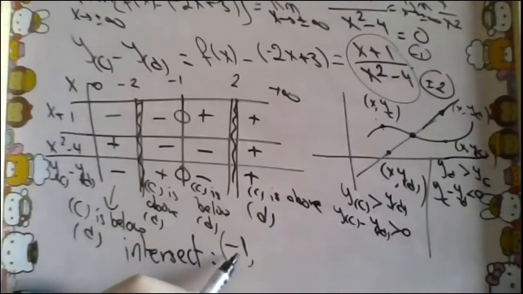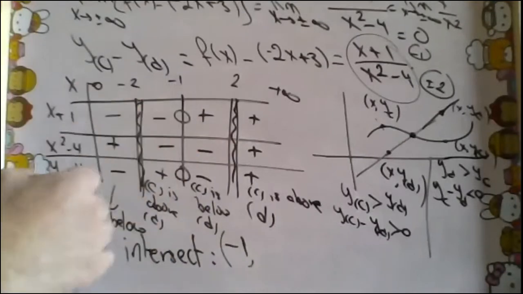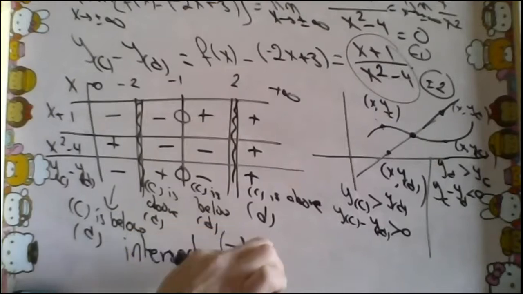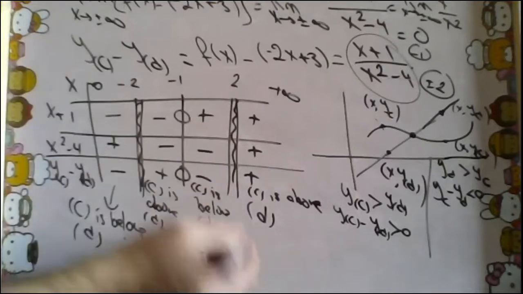أول شيء مش إنه اثنيناتهم نيجاتيف 1. هيدي value of x هي نيجاتيف 1، هي value of x not value of y. The point on the curve and the point on the line, they have the same value of y, not same value of x.